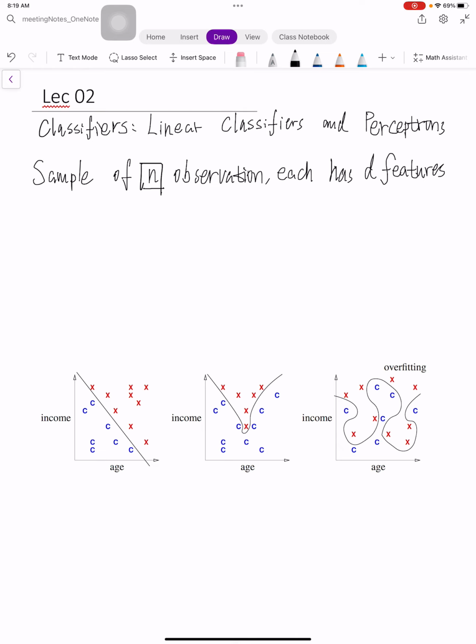For example, d usually denotes the number of inputs in our class, and some observations belong to class C. So let's talk about binary classification first. Some of the observations belong to class C, and some do not.